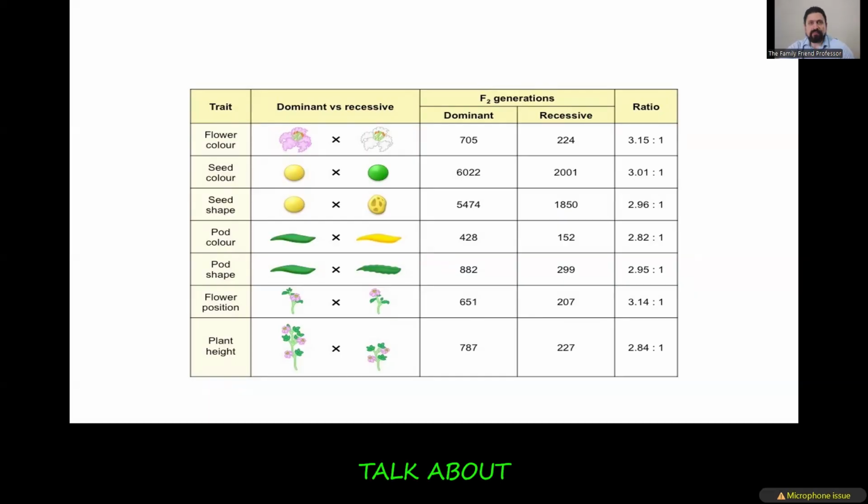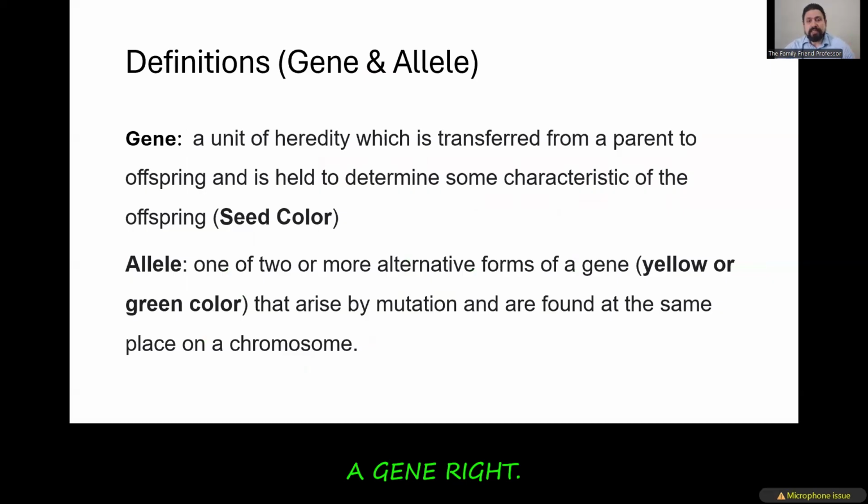So let's just summarize what we've talked about so far and give you a few definitions. A gene, in the case of peas or anything, is a unit of heredity, a specific location on the chromosome that a parent has, or any individual. That gene is passed from parent, and it is responsible for a specific trait, such as seed color. So in this case, our gene would be the seed color gene.